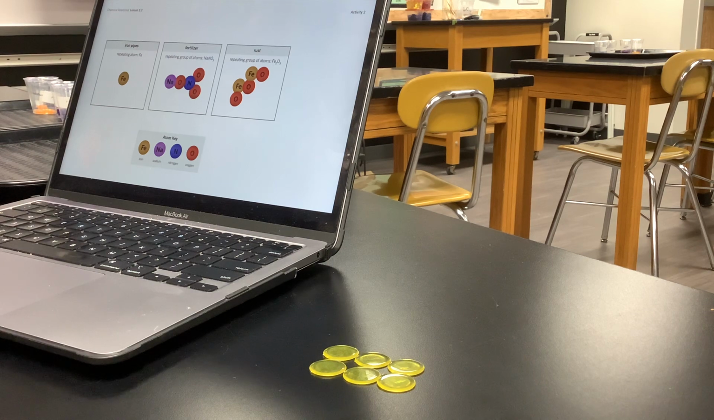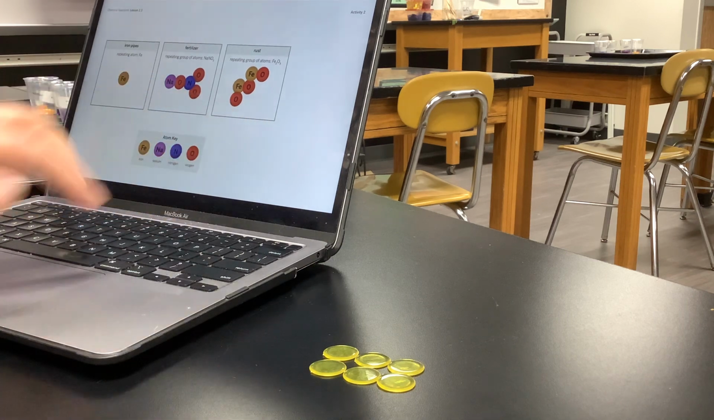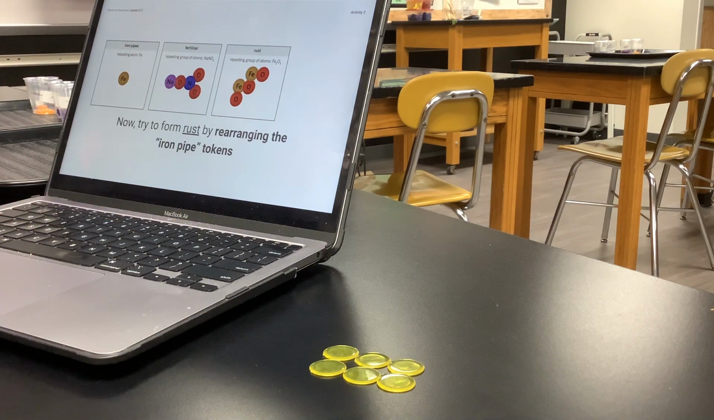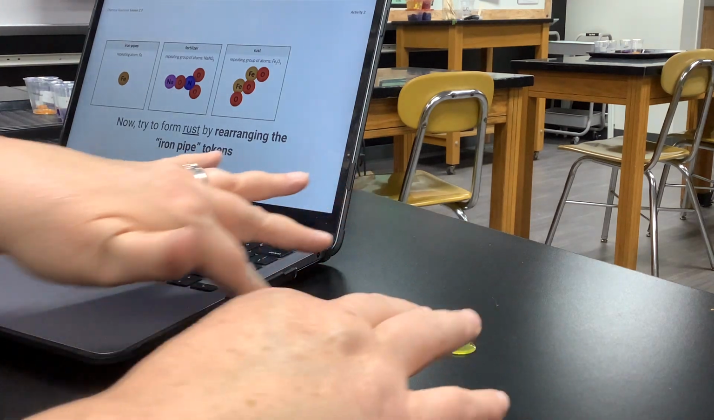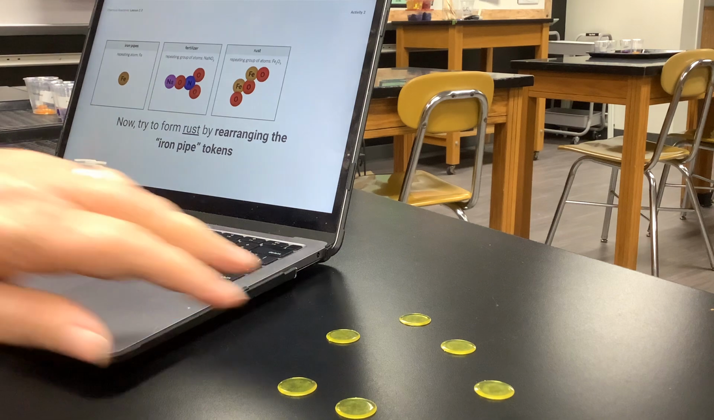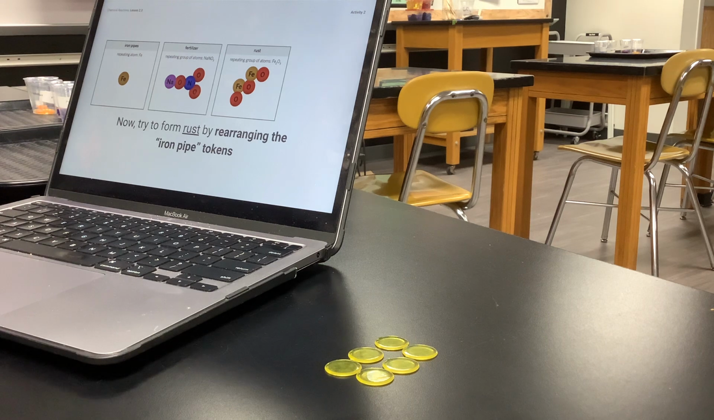So now, if you remember, we want to create rust, okay? And so I told the kids, go ahead, don't add anything from your other cup. We're only using iron. And try to form the rust by rearranging the iron pipe tokens, okay? So if we're going to have a chemical reaction, we know that the atoms break apart and rearrange to form a new substance. So they're broken apart. Here's the problem. Can I create rust just from my iron tokens?